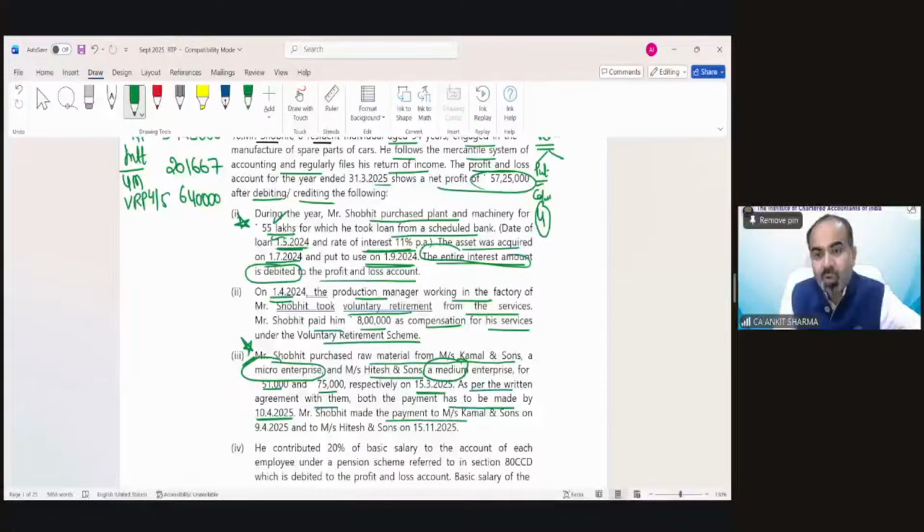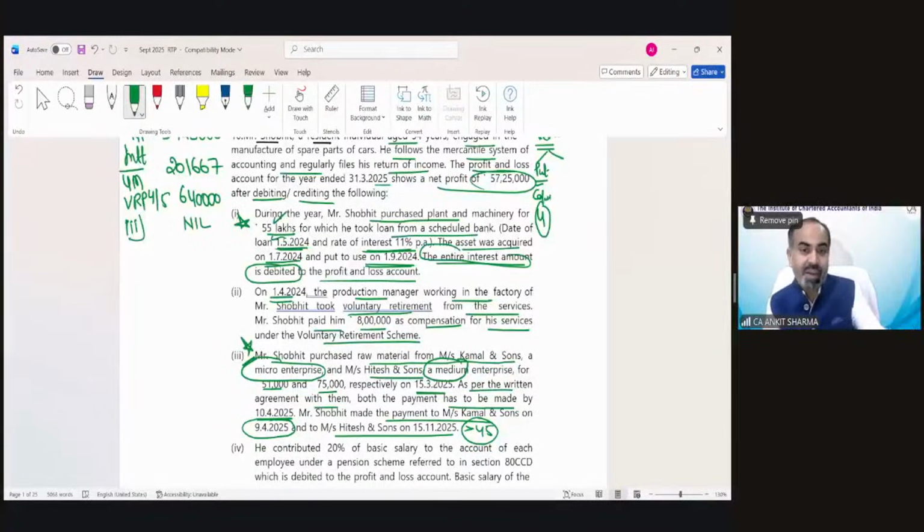Shobhit made the payment to Kamal and Sons on 9th April. So this payment has been made before the agreement date as well as within 45 days, as required by the MSME Act. And the Hitesh payment is after 45 days, but the MSME provision is not applicable on Hitesh because it's a medium enterprise. So there would not be any disallowance in respect of the third point. No treatment. Now what will happen when you have this kind of information in the examination?